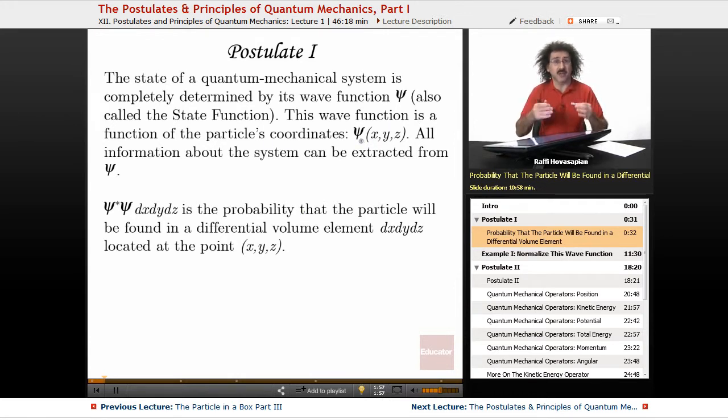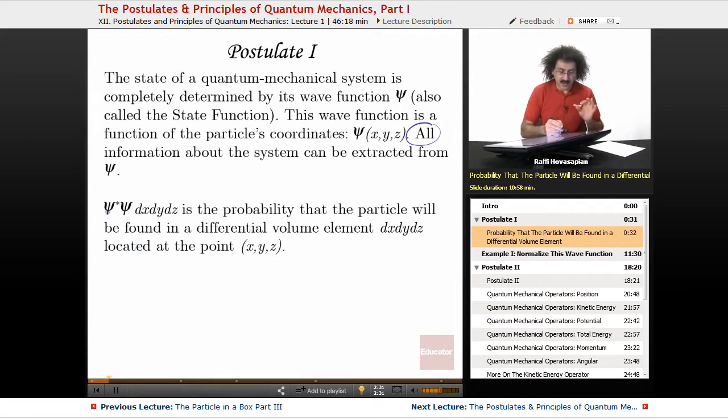If we're talking about a particle in a one-dimensional box, it's going to be a function of x. A particle in a two-dimensional box, it's x, y. A three-dimensional box, x, y, z, and so on. However many coordinates, if you're talking about a five-space quantum mechanical system, it's going to be x, y, z, s, t, something like that. All information about the system can be extracted from Psi. This is very important. All the information that we need about a system can be extracted from Psi.